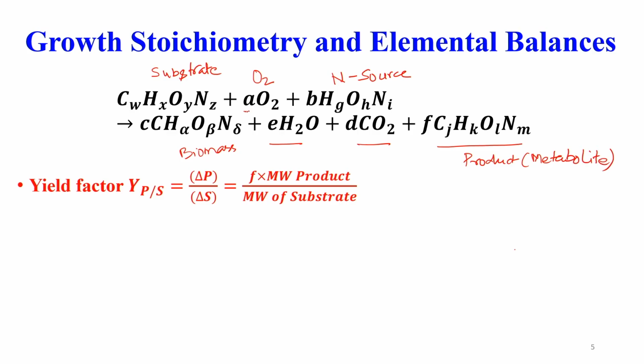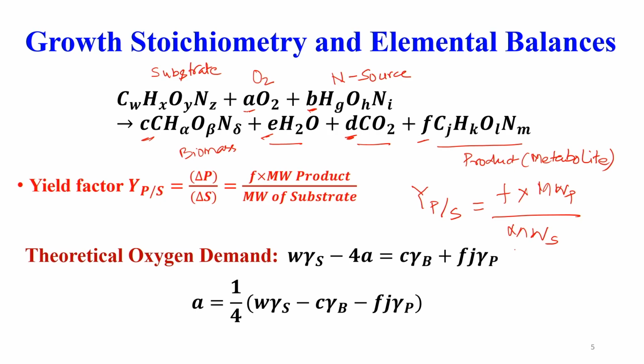Now, we have unknowns A, B, C, D, E and F. These are the unknowns. From this stoichiometric coefficient, if I ask whether you can calculate Yp/s, then what is the stoichiometric coefficient of product? It is F into the molecular weight of product divided by the molecular weight of substrate, because here the stoichiometric coefficient of the substrate is 1. Now, for the same stoichiometry relation, let us do the electron balance.